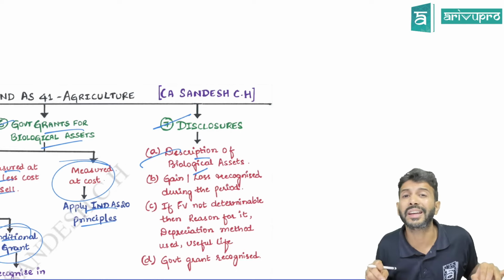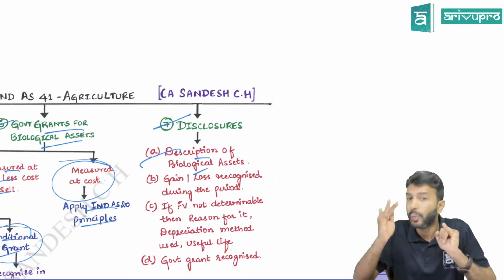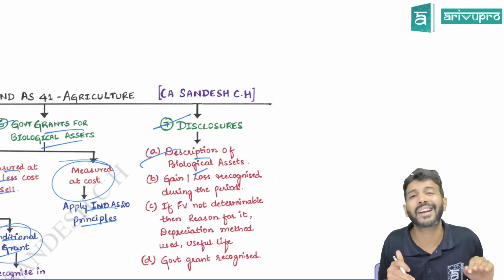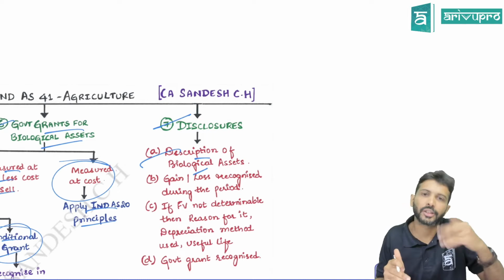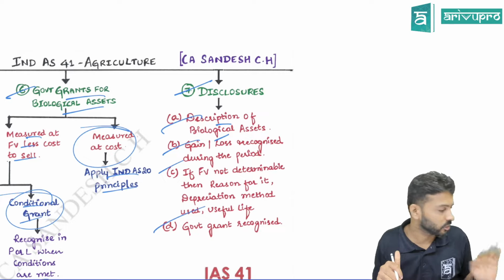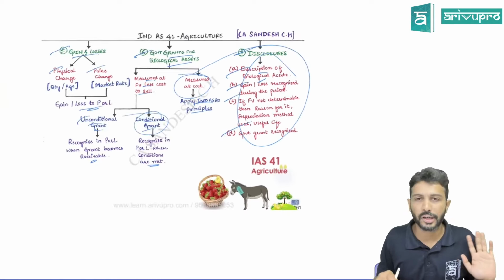For cost model, we need useful life. So how did you estimate the useful life? Disclose that. Which depreciation method did you use? Disclose that. If you have received any government grant relating to the biological assets, disclose that. And reconciliation from opening balance to closing balance of biological assets, you need to disclose. These are some disclosure aspects relating to the biological assets.